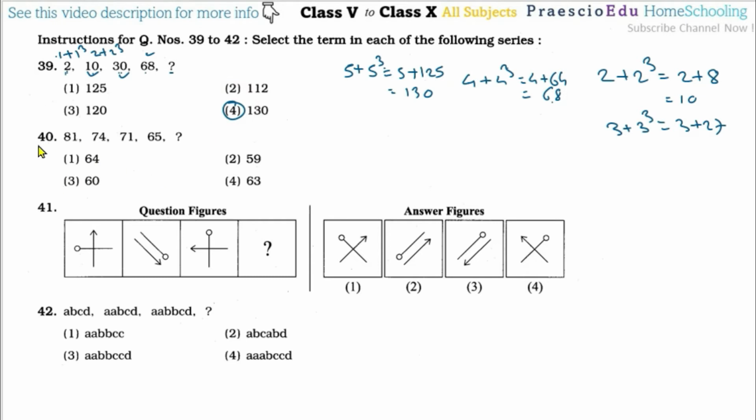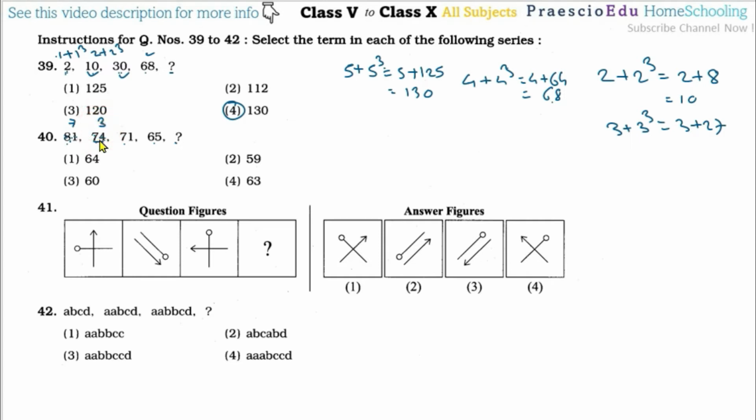Now here question number 40: 81, 74, 71, 65 and then question mark. The difference between the 2 digits 8 and 1 is 7. This 7 we have to deduct from 81, so we are getting the next number, 74. Now 74 means 7 and 4, and these 2 digits have the difference 3.